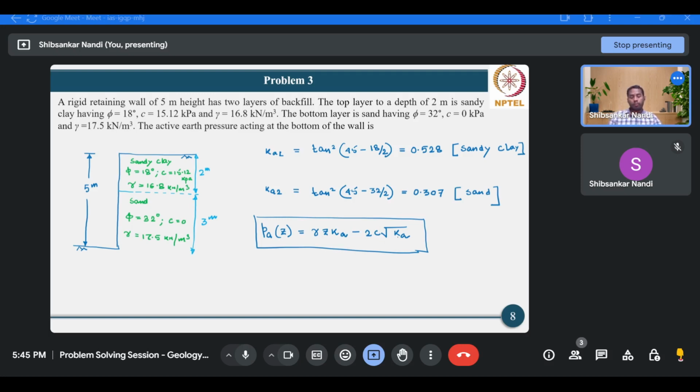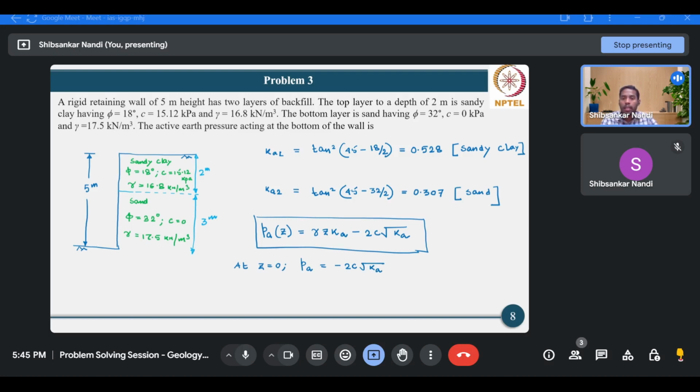Now, as you can see, if we consider the case of z equals 0, which indicates the top of the backfill or the top of the retaining wall, what will happen? The Pa value would be simply minus 2c root k. That means your pressure becomes negative.